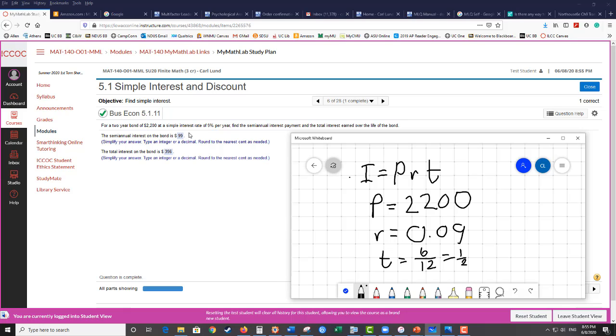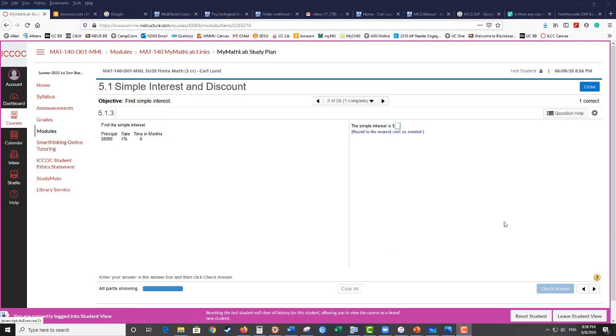what you see on your screen here, $99. For my total interest on the bond, my time then, instead of being half a year, is for 2 years' time. And so I take 2,200 times 0.09 times 2, and if you do that on your calculator, you should get $396. So for some simple interest problems, you can either use the formula, or in some cases you can just think about how you would find a certain percentage and then keep in mind how long the time is.